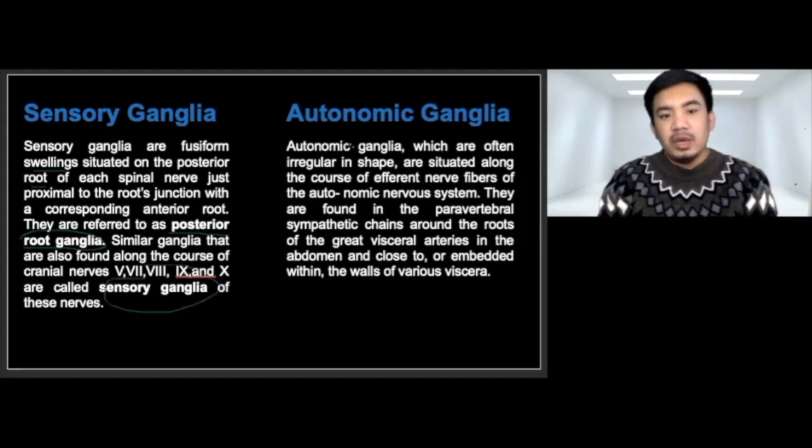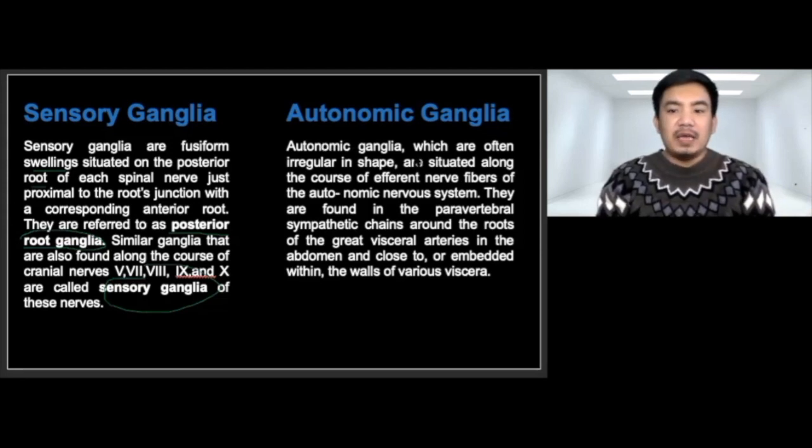Okay. For the autonomic ganglia, which are often irregular in shape, they are situated along the course of efferent nerve fibers of the autonomic nervous system. They are found in the paravertebral sympathetic chains, around the roots of the great visceral arteries in the abdomen, and close to or embedded within the walls of various viscera. All right, so that is for our sensory and autonomic ganglia.